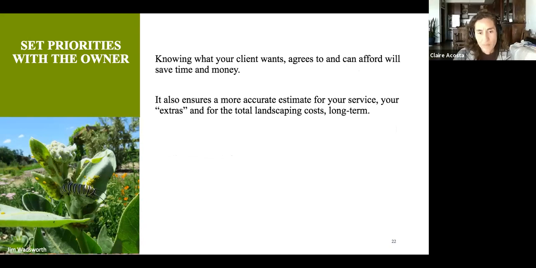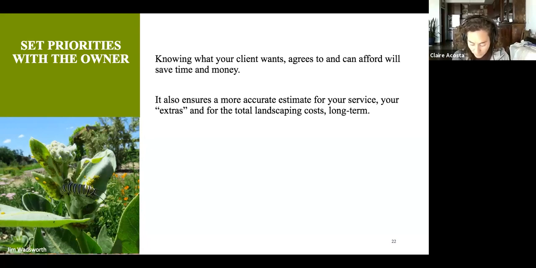Next would be setting the priorities. Obviously with your owner, you've probably figured out what the priority is that you want to focus on, but making sure that coincides with whatever their needs and concerns are, and knowing what they want and agreeing to that, is really helpful and is going to save you both time and money, right? Because you're making sure you understand what they want and what you see as being the need for the garden, and trying to make those fit.